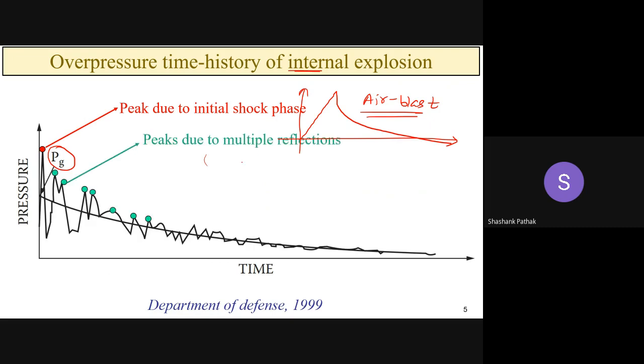And then these multiple peaks that you see are due to the multiple reflections, which I just explained. And this medium thing that you see is the gas phase pressure profile. So different kinds of phases, reflections and shocks are present, and that's why the internal explosion phenomenon becomes even more complicated compared to the air blast.